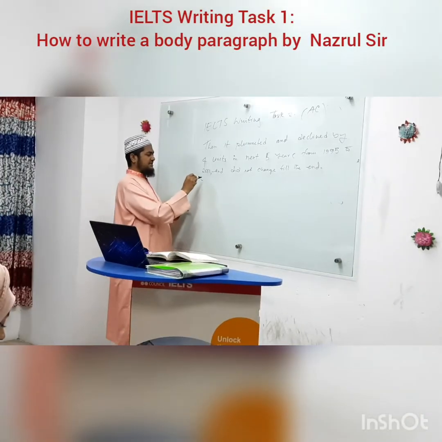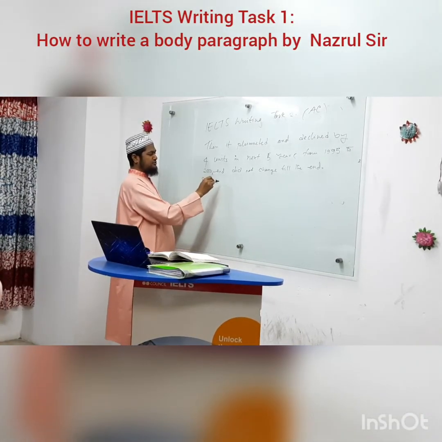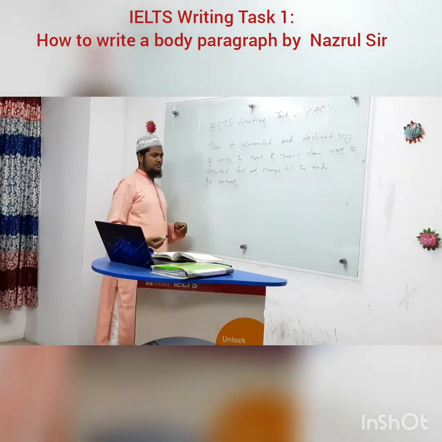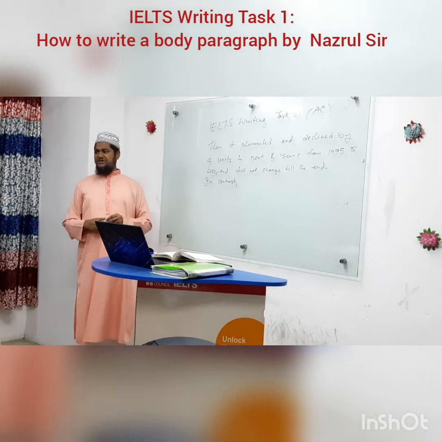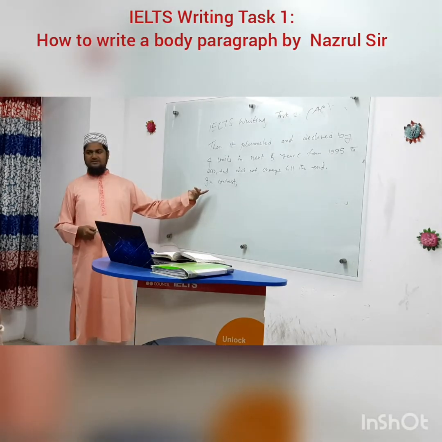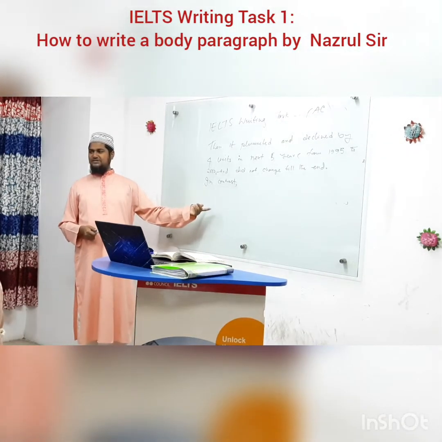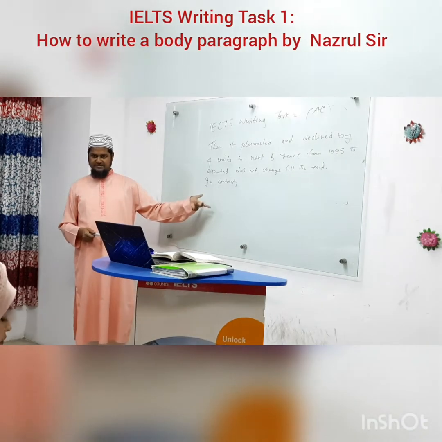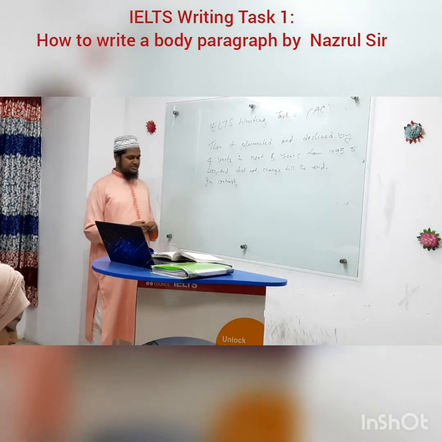In contrast, as Tafsir said. In contrast. In the same paragraph. Can't you see? It's in the same paragraph because I didn't give any space or gap between the paragraphs. Right? In contrast, what happened?